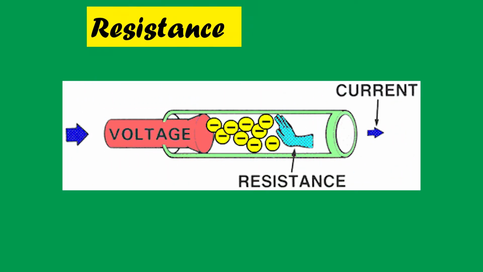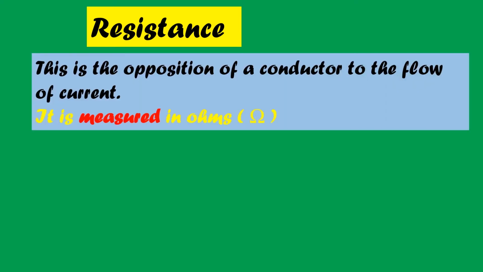In today's lesson, we are going to discuss resistance. As electrons flow from one end to another across the ends of the conductor, they encounter some opposition to their flow, and this opposition is what we call the resistance. So by definition, resistance is the opposition of a conductor to flow of current, and it is measured in ohms, and the symbol is this one down here.